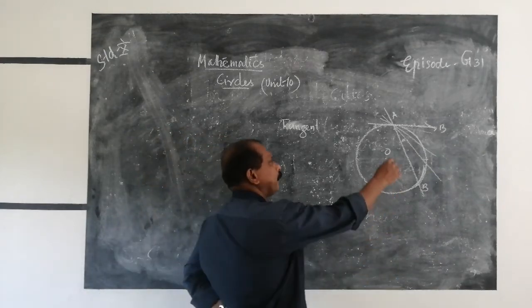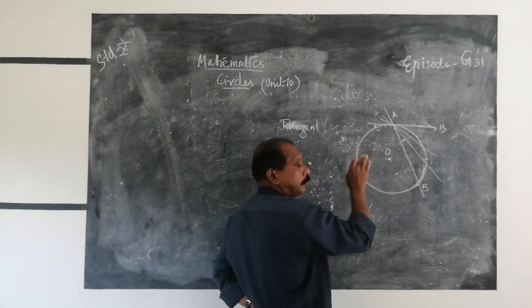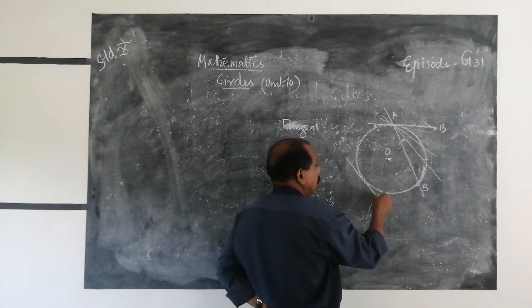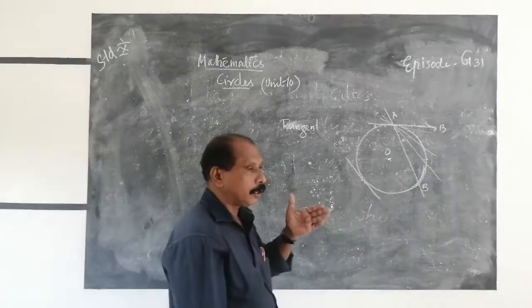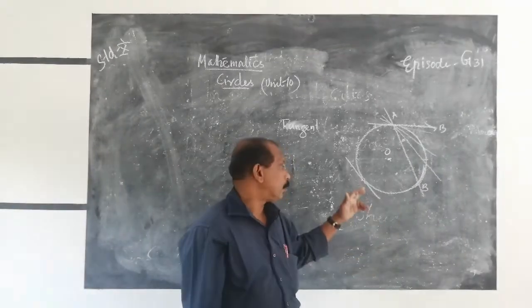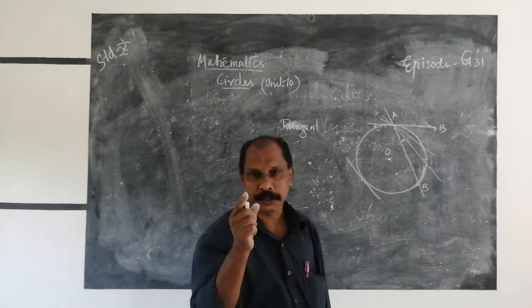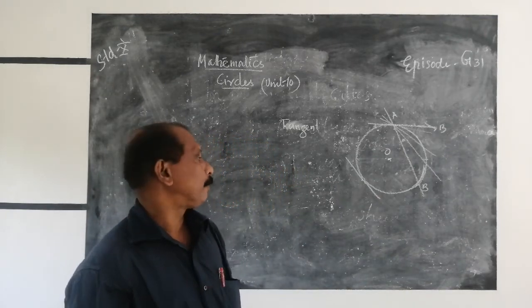Therefore, at the point A, we can draw only one tangent to the circle. That means for any point on a circle, only one tangent can be drawn. For each point, there are several lines, but only one tangent can be drawn to a circle at a fixed point. That point is known as the point of tangency.